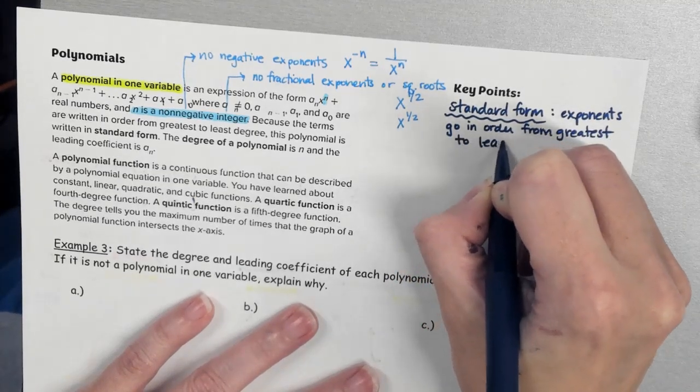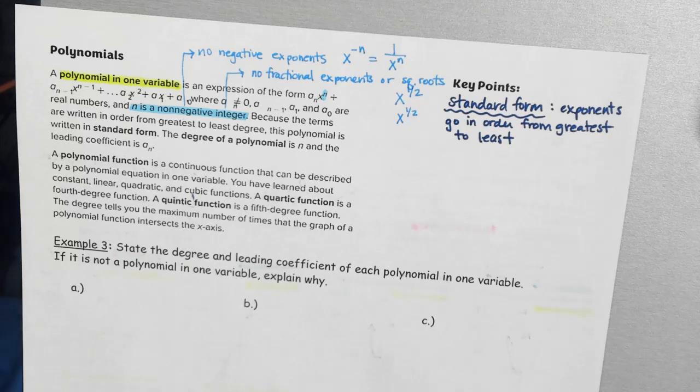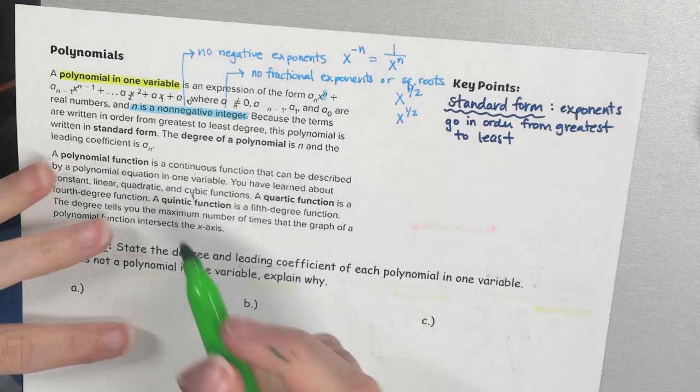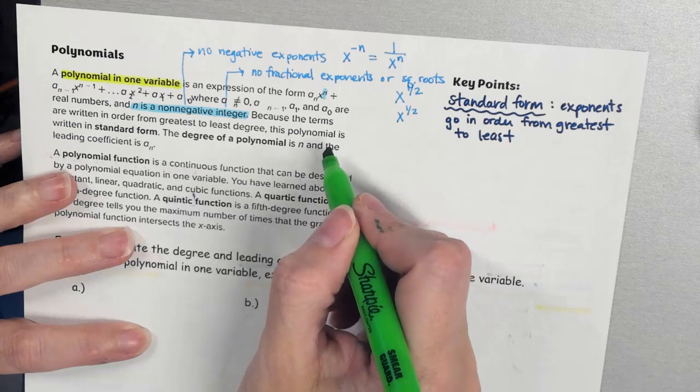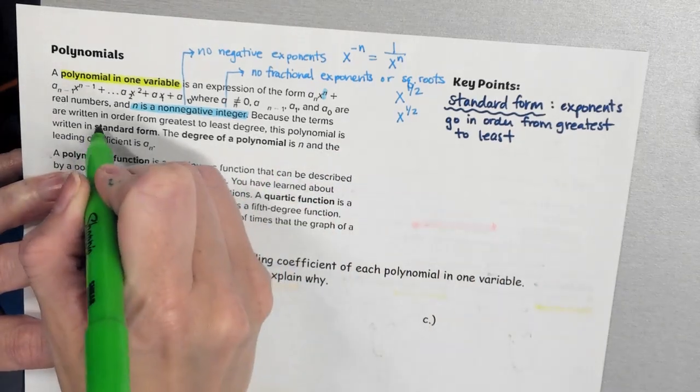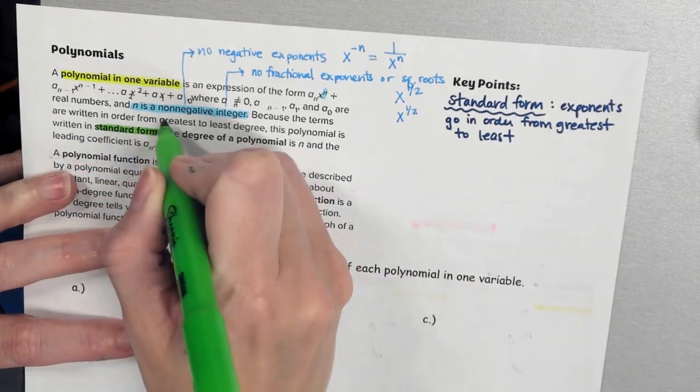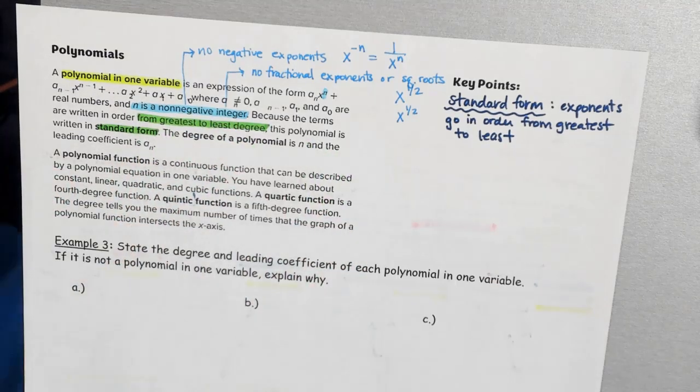So you start with the highest exponent. So in standard form, exponents go in order from greatest to least. Okay, so you start with the largest value and then you go in order decreasing. Okay, so it's in standard form if they are going from the greatest to the least degree.